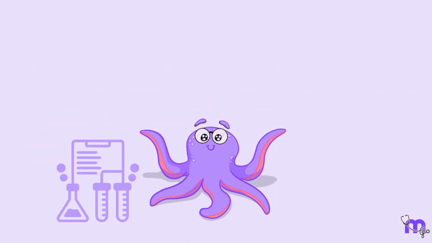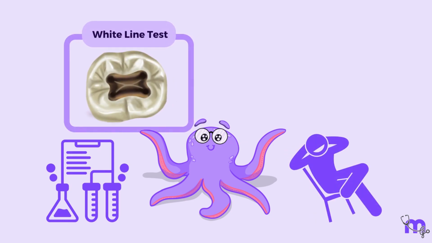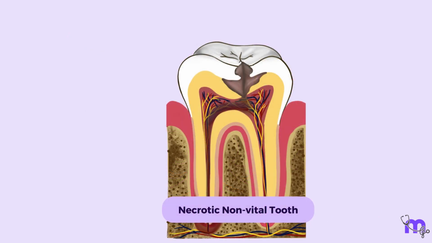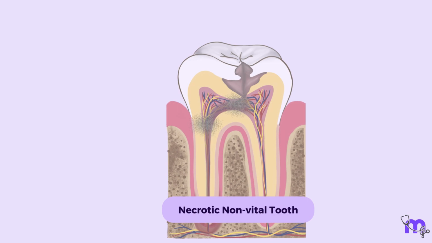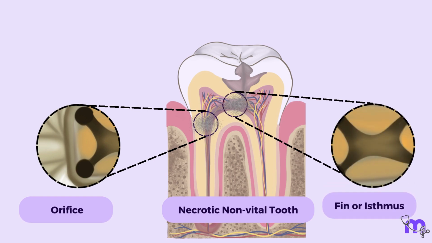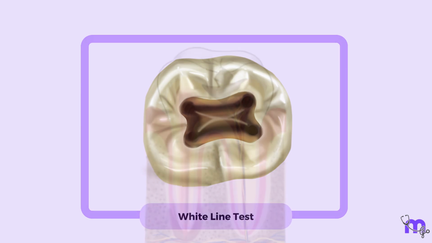There are a couple of other clinical tests to make our job easier: the white line and red line test. In a necrotic non-vital tooth, dentinal dust frequently moves into any anatomic space, like an orifice, fin, or isthmus, when using ultrasonics without water. This dust can form a white dot or line that provides a visible roadmap to locate an orifice. This is how a white line test is performed.